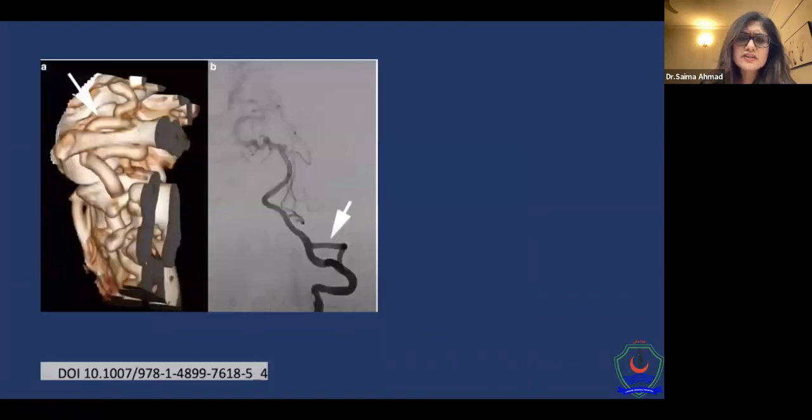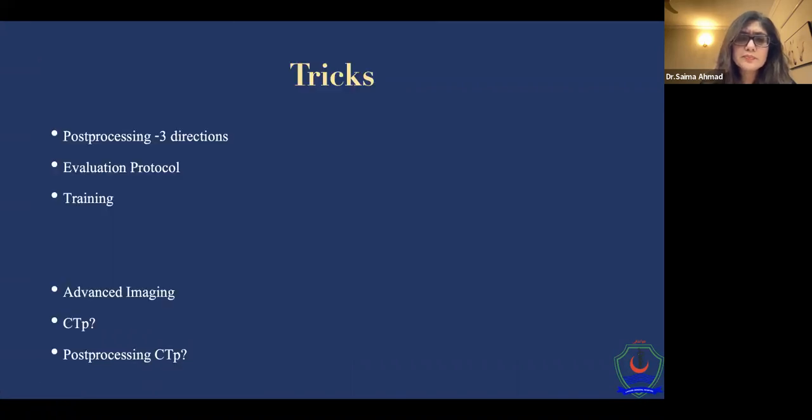This is another anomaly in which there is a duplication of the vertebral artery. It is very rare. So you should be able to pick up all these anomalies at the same time.